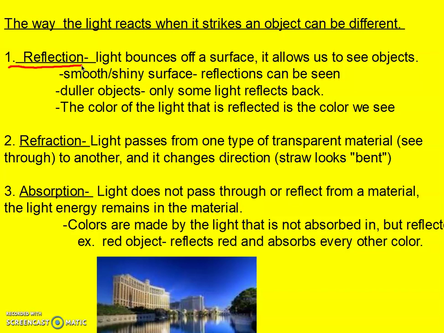And the color of the light that's reflected is the color we actually see. If I'm looking at something green, like the grass, green light is being reflected back to me from the sun. That's why I see the grass as green. All the other colors get absorbed, and we'll talk about that in a minute.